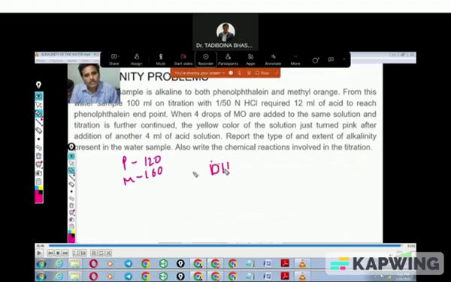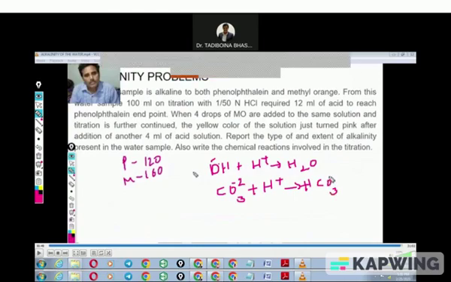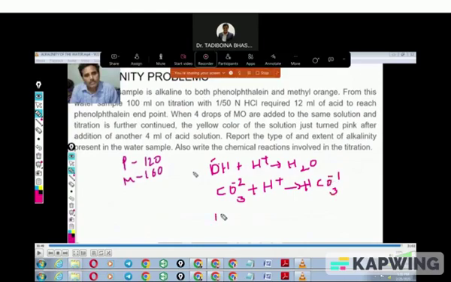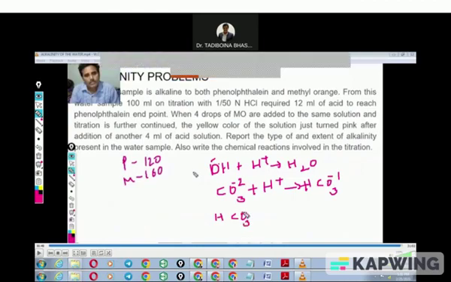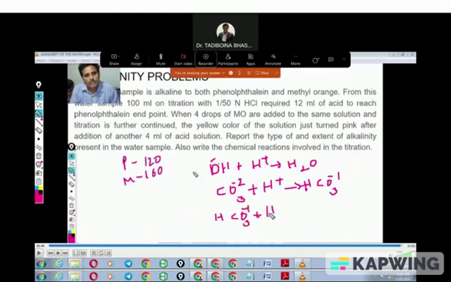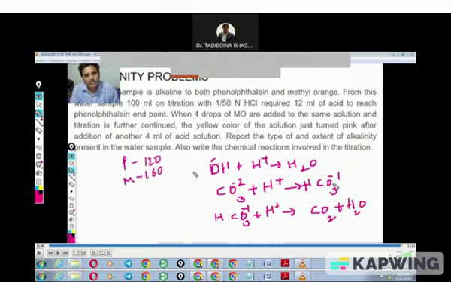Here OH minus ions are present. OH minus plus H plus gives rise to H2O; that is one reaction. Another ion is the carbonate ion. The carbonate ion will react with 1 mole of H plus ion to give bicarbonate. The bicarbonate will also react with 1 mole of H plus ion to give carbon dioxide plus water.